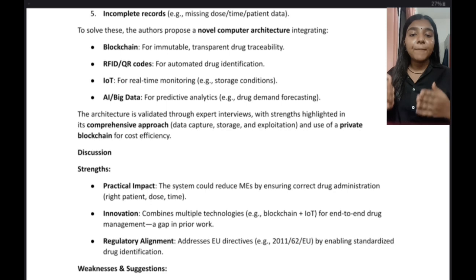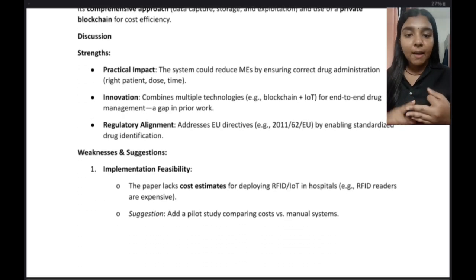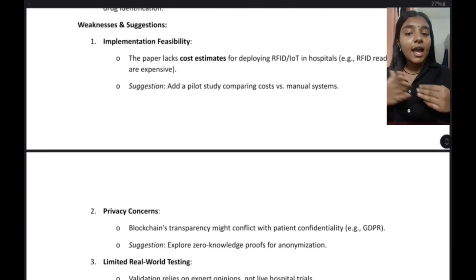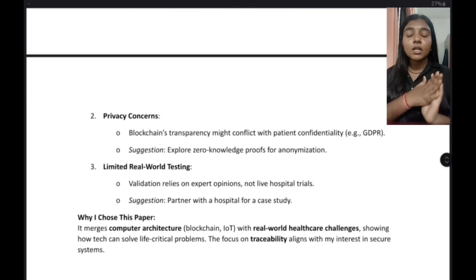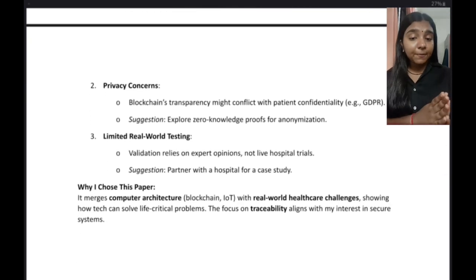The strengths include better patient safety, smart use of modern tech, and alignment with EU regulation. But the paper lacks cost analysis, has privacy concerns with blockchain under GDPR, and hasn't been tested in real hospitals yet. I chose this paper because it shows how technology like blockchain and IoT can solve real healthcare problems. Plus, the focus on secure systems matches my own interest.